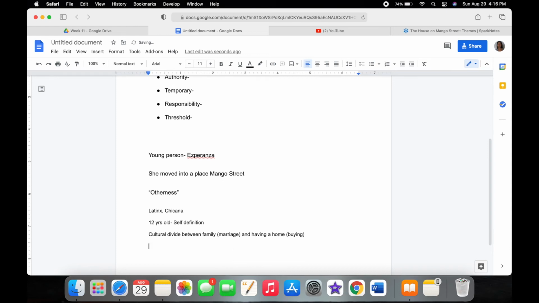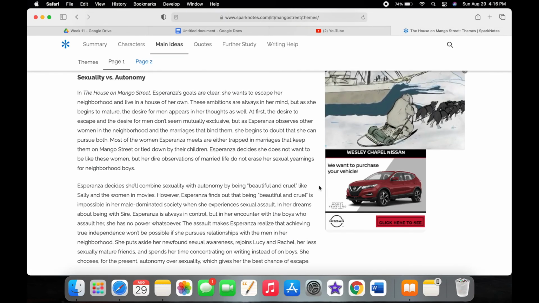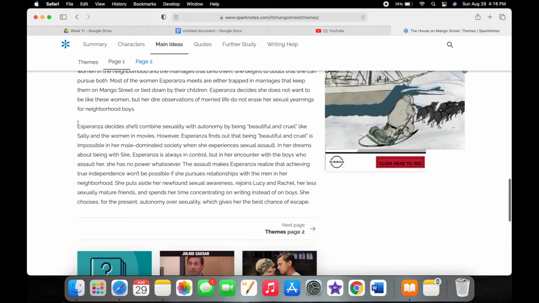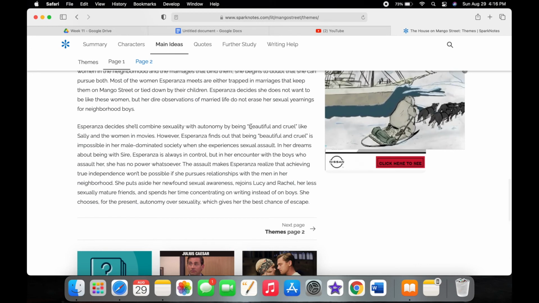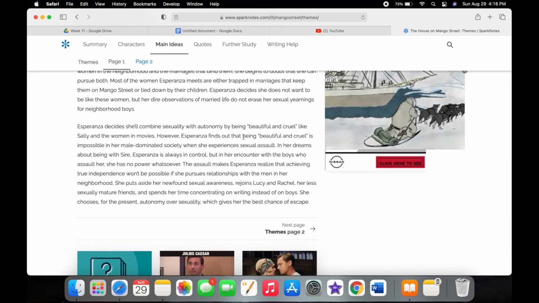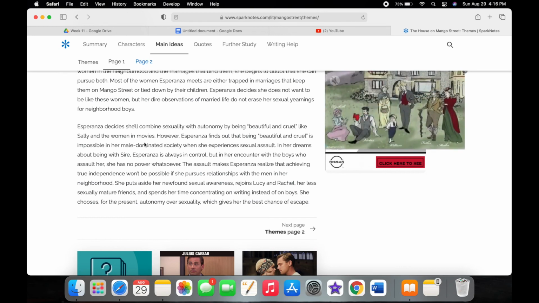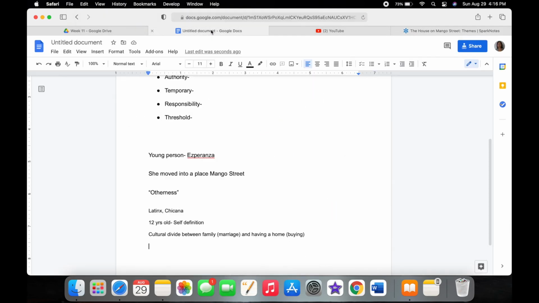Now, these notes are only made for you to understand, so obviously these are written in such a way that you guys might not really understand. But so here, Esperanza decides she'll combine sexuality with autonomy by being beautiful and cruel like Sally and the women in movies. Esperanza finds out that being beautiful and cruel is impossible in her male-dominated society, and she experiences sexual assault. So, this is going to be probably like one of her main conflicts.